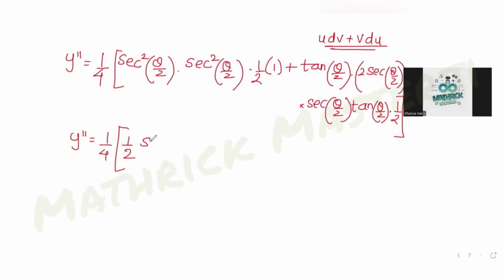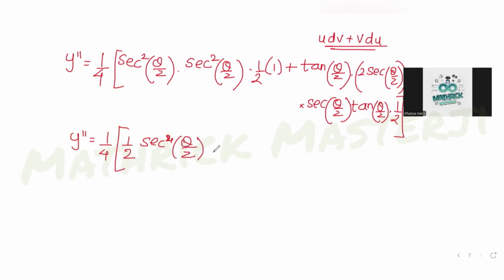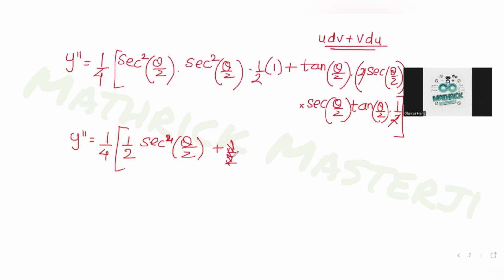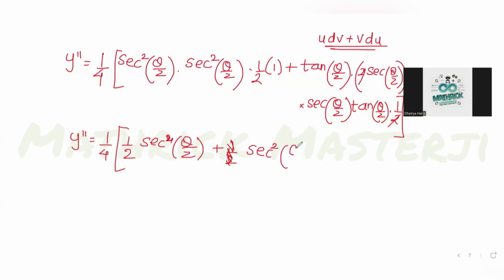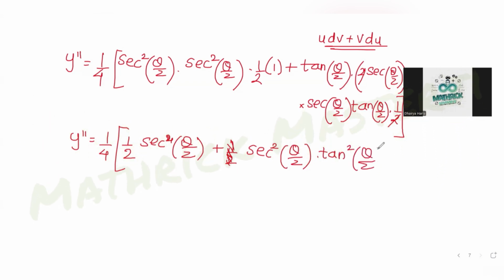1 over 2 sec raised to 4 theta over 2 plus 1 over 2, and this 2 gets cancelled. So I have nothing left. So just that. And here I get sec square theta over 2 tan square theta over 2. So we get this entire thing. So this is my y double dash.